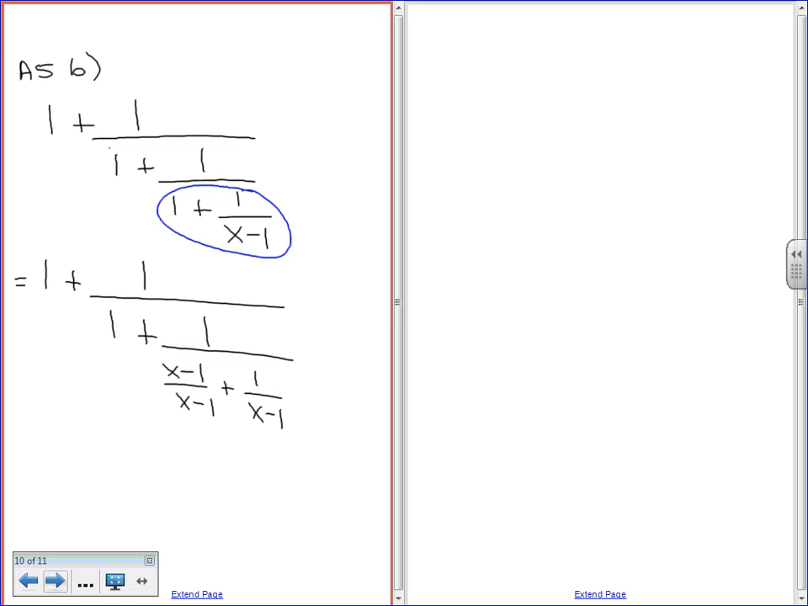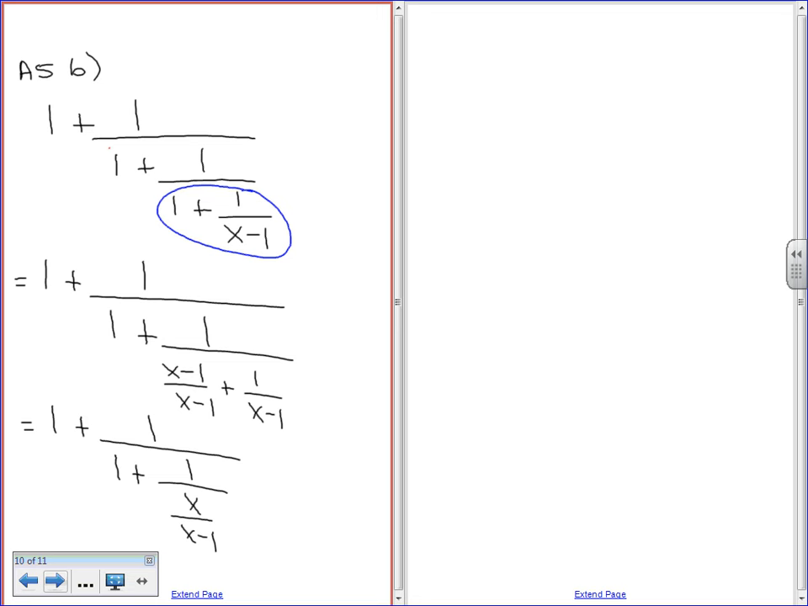So now that I have a common denominator, I can add the fractions. So I get 1 plus 1 over 1 plus 1 over x minus 1 plus 1 would be x over x minus 1. So the negative 1 and the plus 1 will cancel out, right? And the denominator stays the same. Make sense?